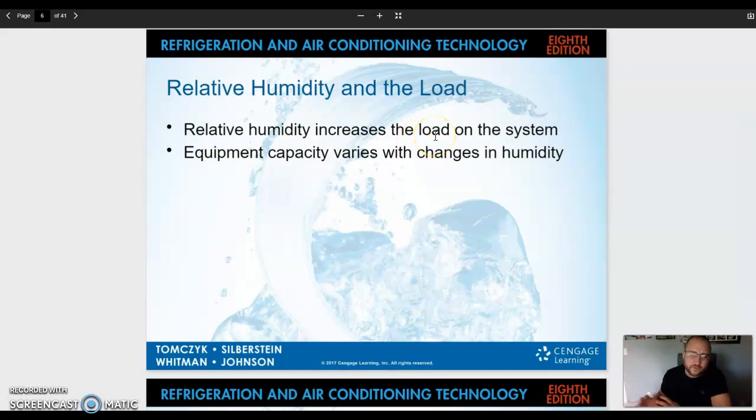Another thing that you need to remember is that an air conditioning system's job is not only to remove heat, but also to remove moisture. So moisture levels will increase or decrease the system's performance based on how much moisture is present. If you have a lot of humidity, then the temperature performance may not be as good as you would expect.